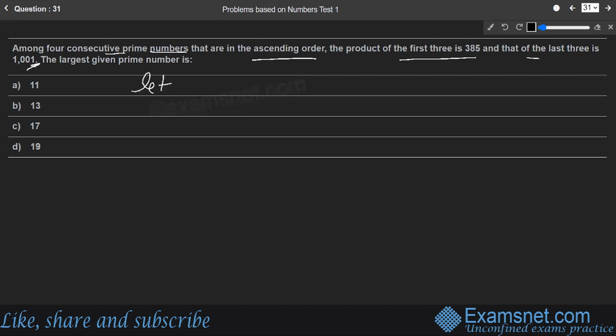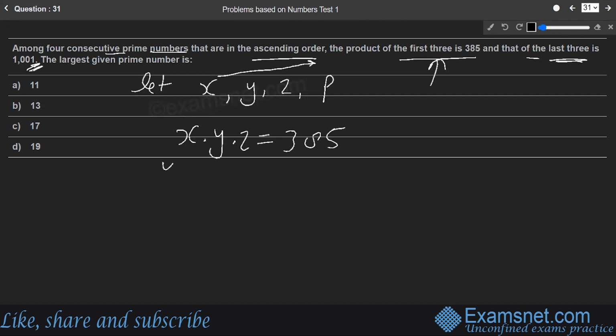So let us assume the first prime number is x, then y, then z, and let's say the fourth one is p. These are the consecutive prime numbers in ascending order. That means x is smallest, y is larger, z is larger than y, and p is the largest one. The first condition is that the product of the first three is 385: x into y into z is 385. The next condition is that the product of the last three is 1001: y into z into p equals 1001. What we are supposed to find is the largest prime number.